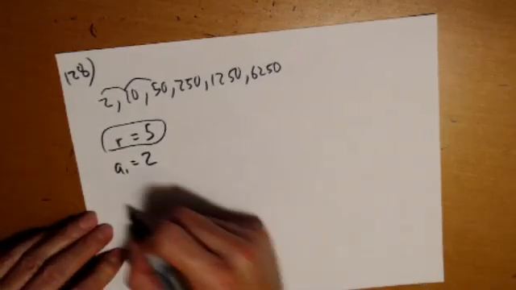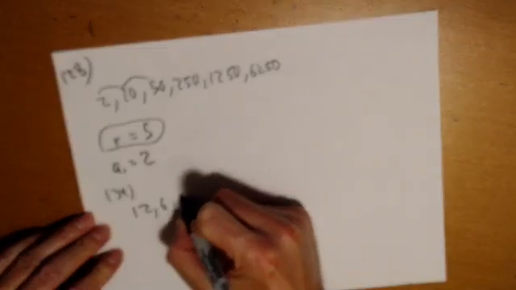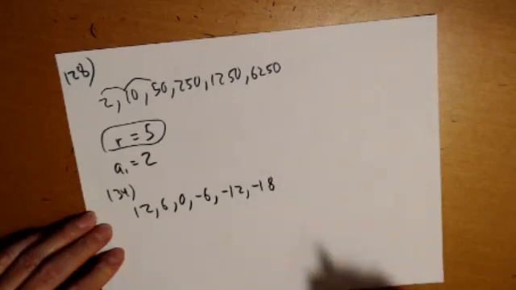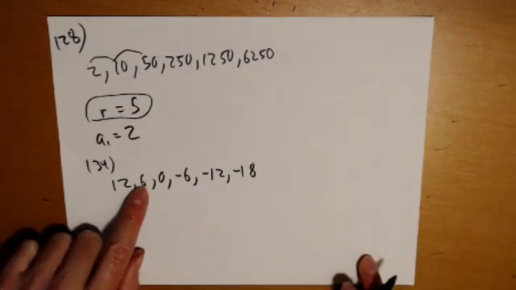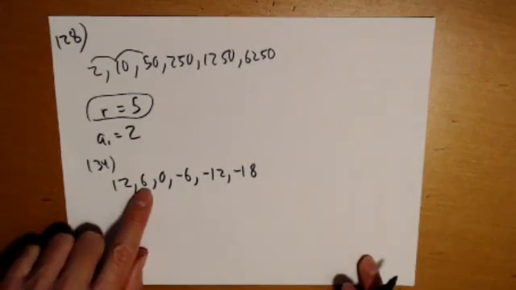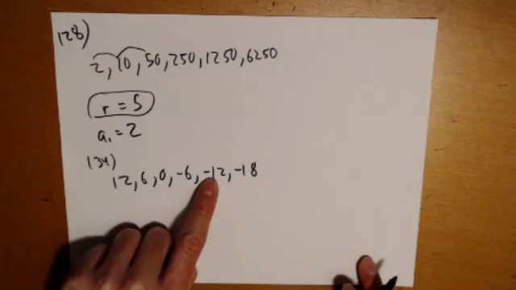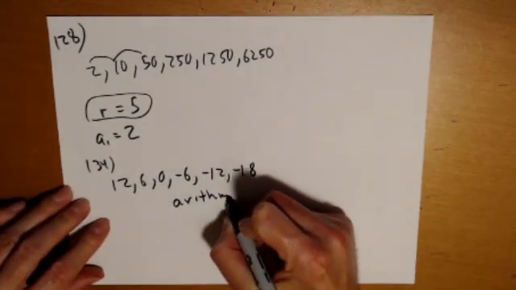So then, let's take a look at number 134: 12, 6, 0, negative 6, negative 12, negative 18. Okay, so how do I go from 12 to 6? I subtract 6, and then I subtract 6, and then I subtract 6. Hey, this isn't geometric, this is just arithmetic. Okay, so just write arithmetic.